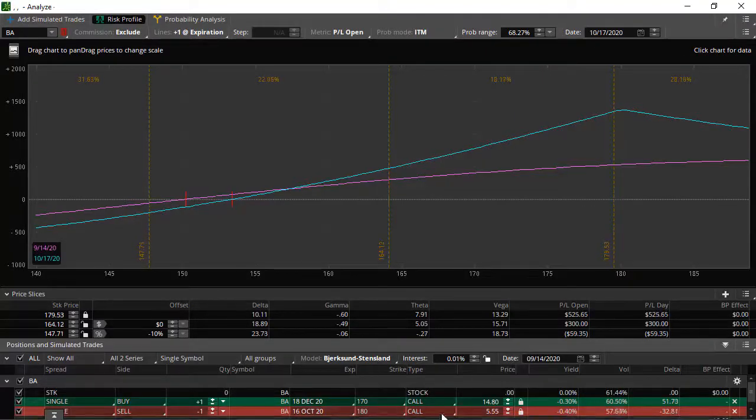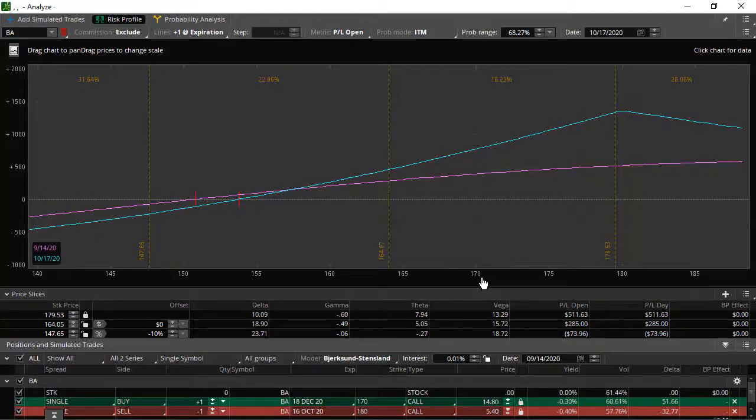All right, so you bought it for 1480. You sold it for 5.55. Let's just say it's 540. So what the risk graph now looks like is this.